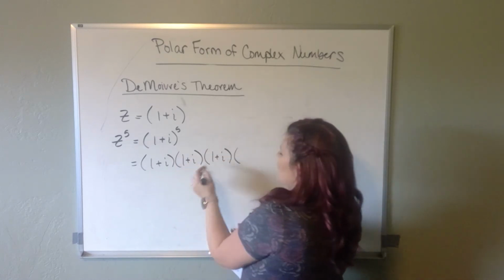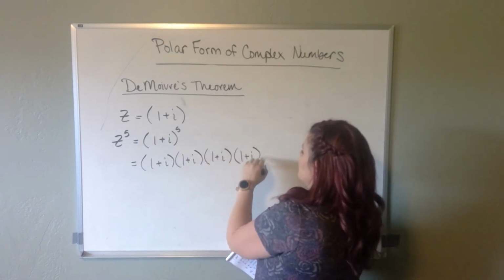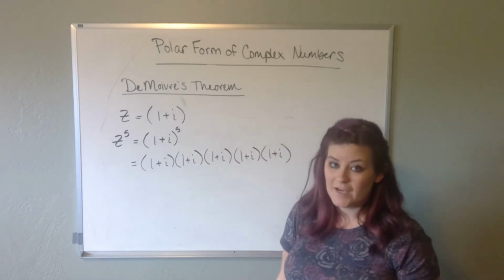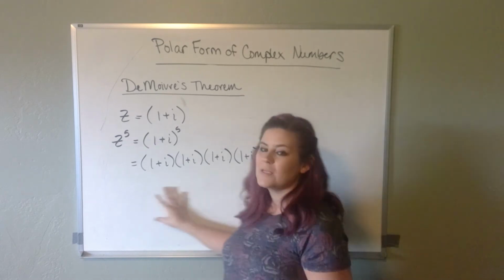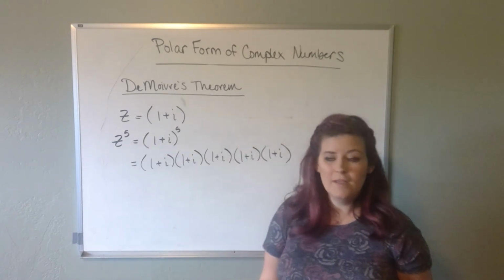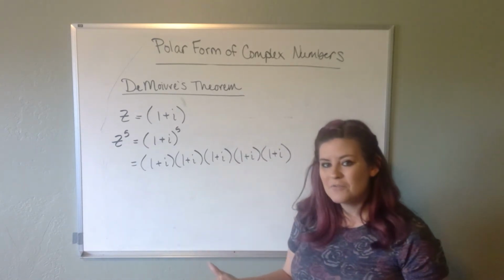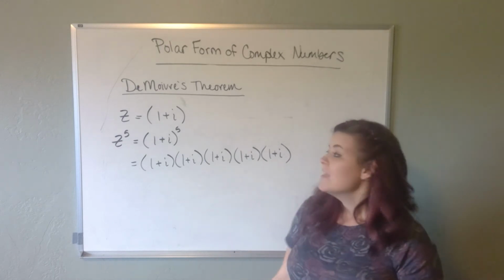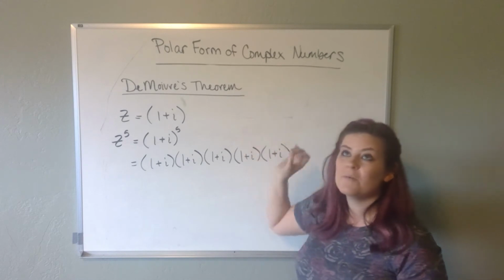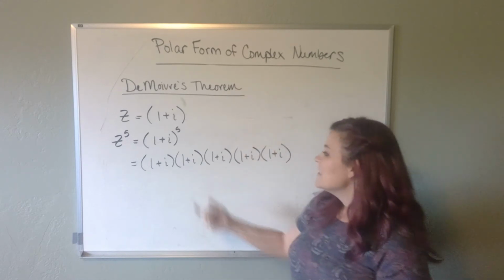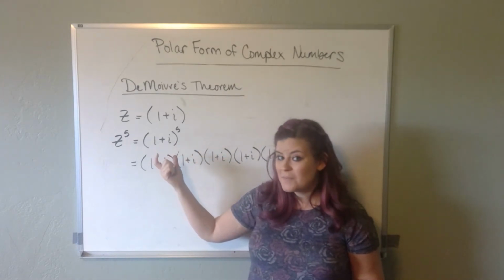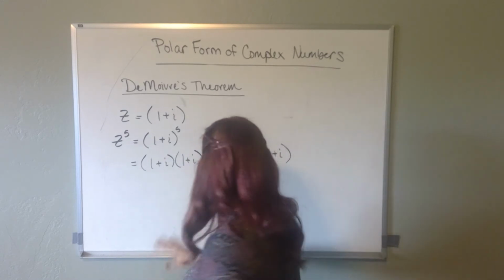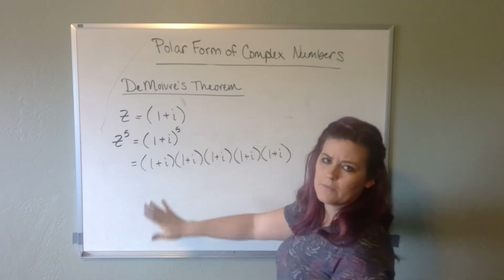You would have to write 1 plus i 5 times and then FOIL it all 5 times. You guys, you would get so many terms and it would just be horrible. So when you're in rectangular form, we hate raising things to powers. That's why de Moivre's theorem is so amazing, because all I gotta do is convert this to polar form and then use the theorem and I'm there, you guys. So, no, this is bad. We do not want to do this.